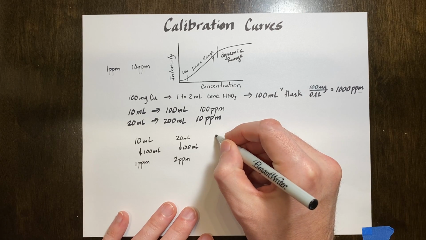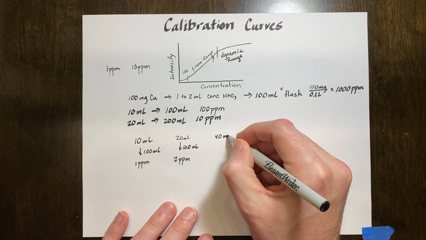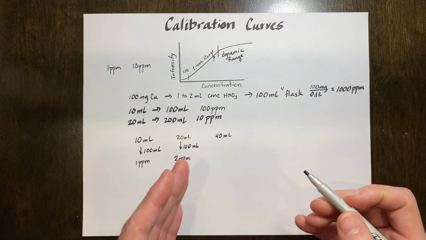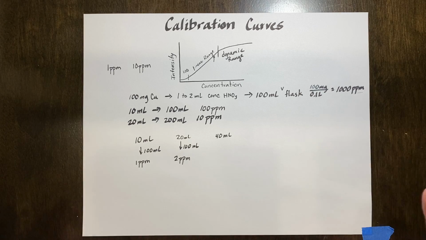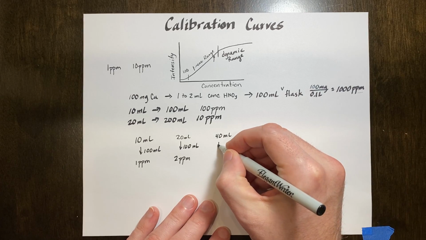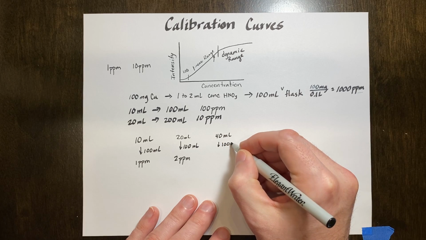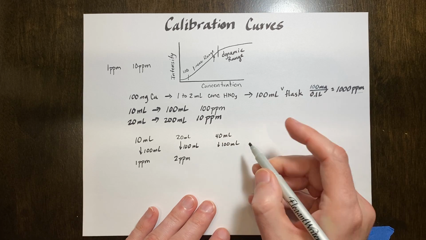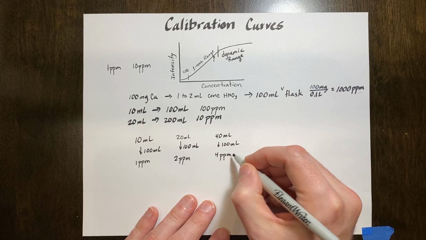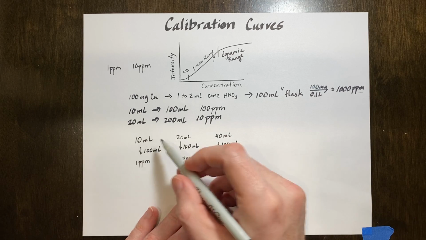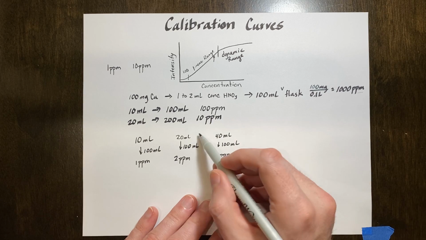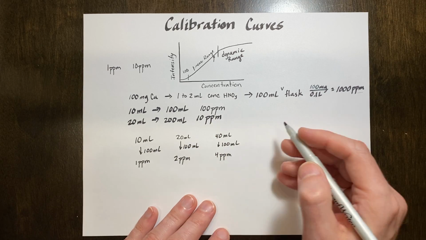Let's do 40 milliliters next. I could do 30 if I wanted to, and I could have 1, 2, 3, 4, 5, all on up. But I'm going to just go ahead and do 40, put that into 100, and then that will give me 4 ppm. And this is 10 milliliters of my 10 parts per million sample, 20 of that, 40 of that.